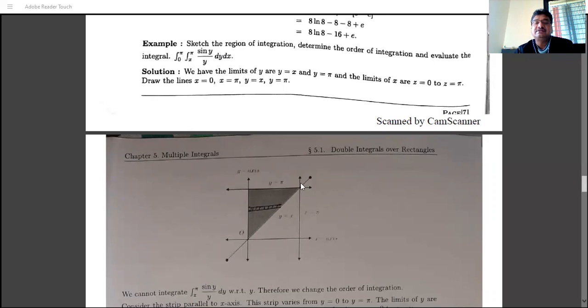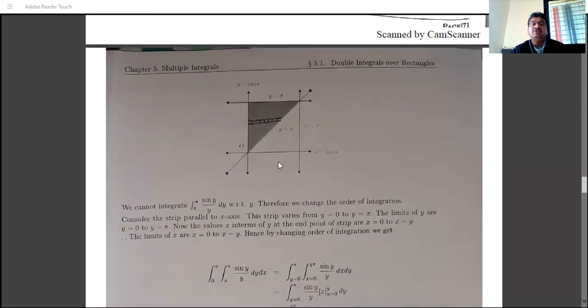So y is equal to x is this line, and y is equal to pi is this line, at a distance pi from the origin and parallel to the x-axis. These are the limits on x: x is equal to 0 means the y-axis, and x is equal to pi means this line, x is equal to pi. So the area bounded by this region is this, okay?